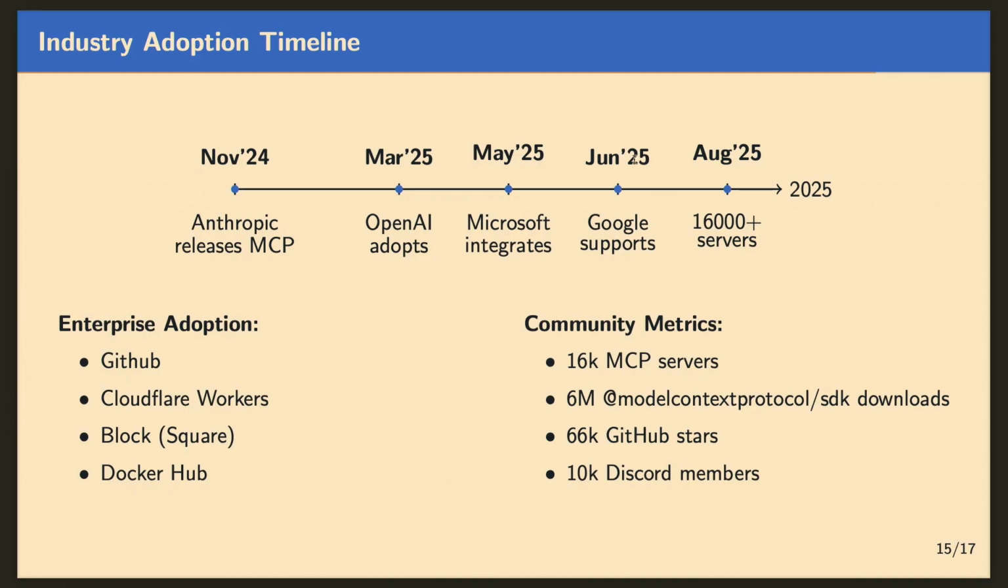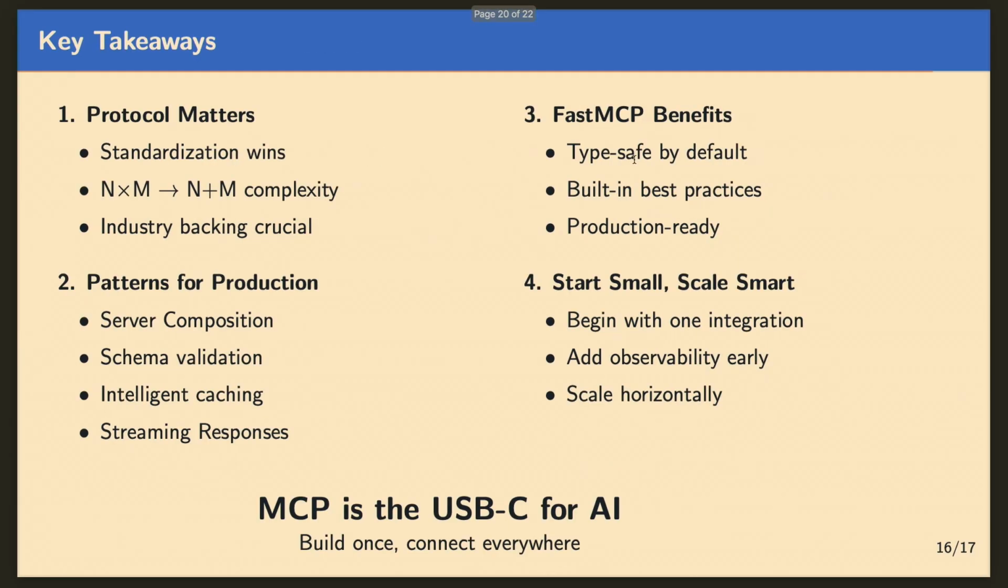GitHub has been really big on it. Cloudflare also has serverless setups altogether available. Block or Square has their own MCP client, which is the most full-fledged client. It has all the things in terms of elicitation, sampling, tools, resources implemented there.